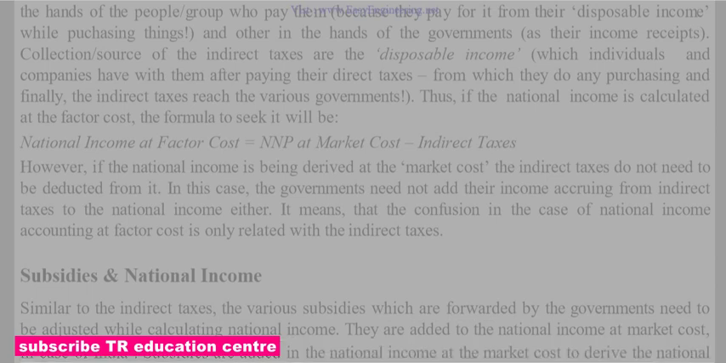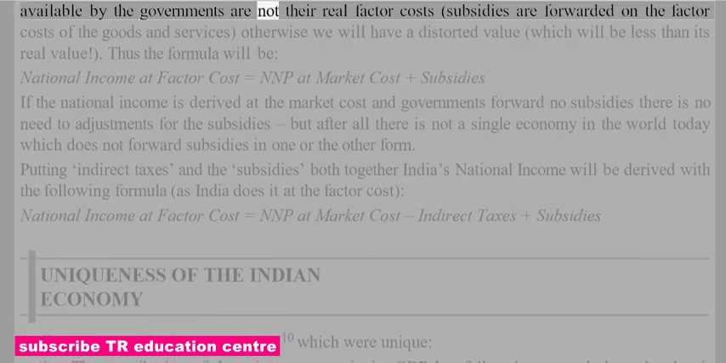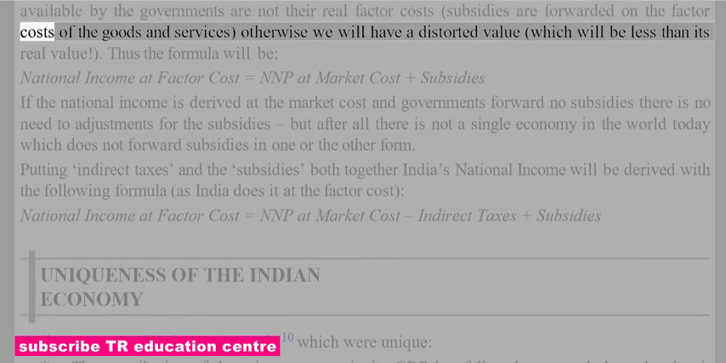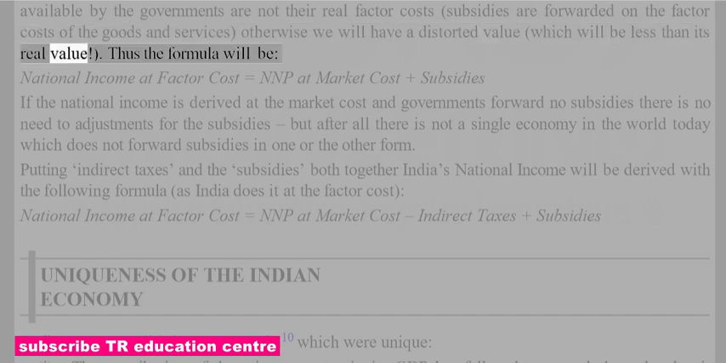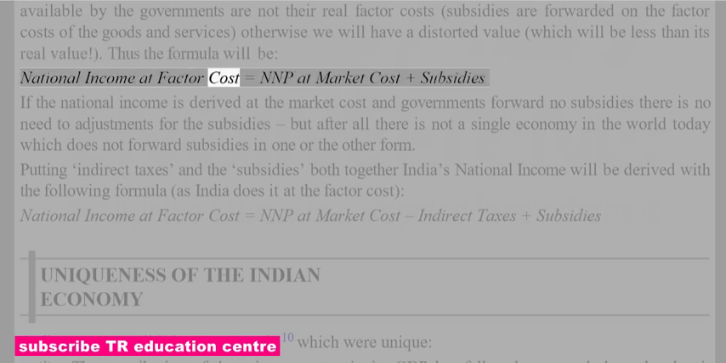This is because the price at which the subsidized goods and services are made available by the governments are not their real factor costs. Subsidies are forwarded on the factor costs of the goods and services, otherwise we will have a distorted value, which will be less than its real value. Thus the formula will be: national income at factor cost is equal to NNP at market cost plus subsidies.